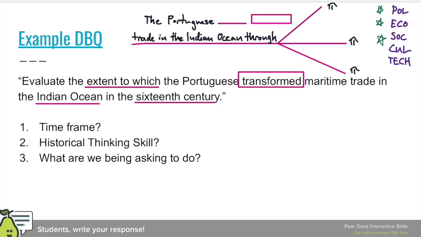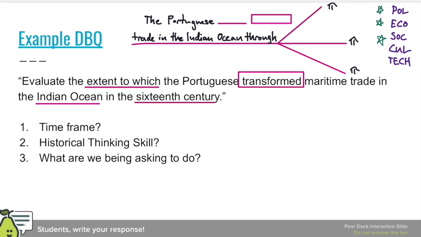So I've established what my body paragraphs are going to be. Economic change first, then political change, then social and cultural continuity. So I have addressed both parts of my historical thinking skill, yes. But the main skill is going to be on change.